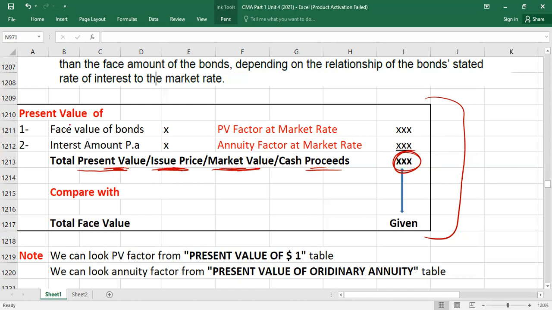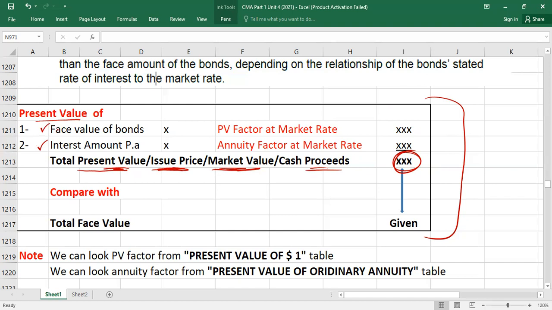Okay, so you have to calculate the present value of two things: the present value of the face value and the present value of the interest. We are assuming interest is paid annually, because what to do with half-yearly I will tell you later. First, we are just talking about the annual interest rate.